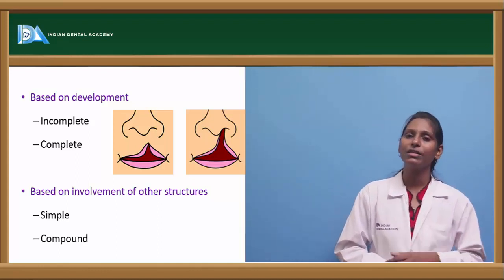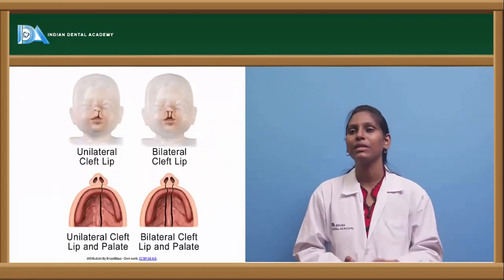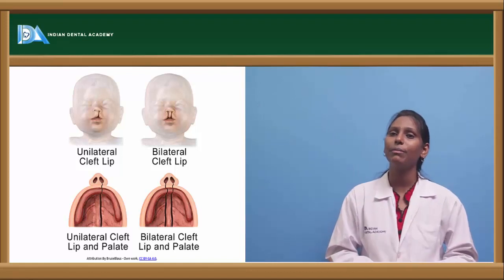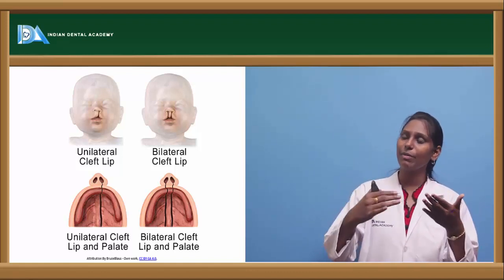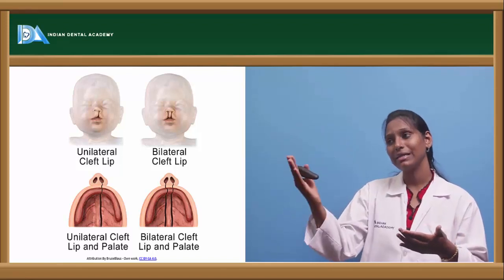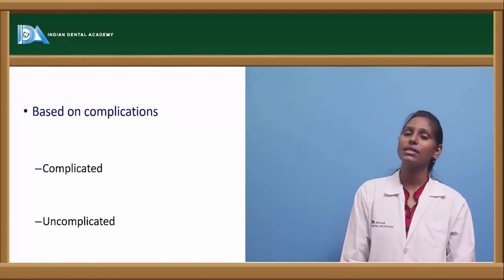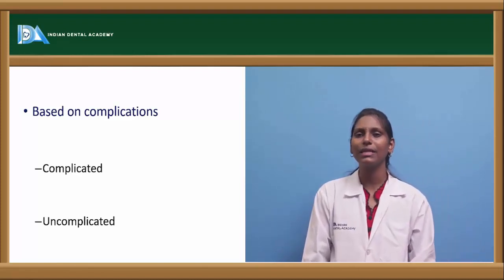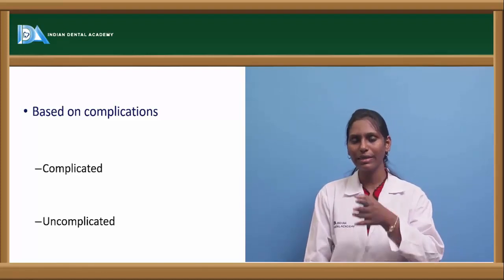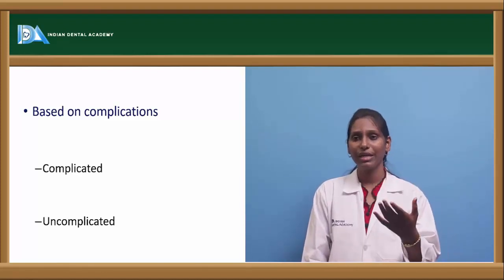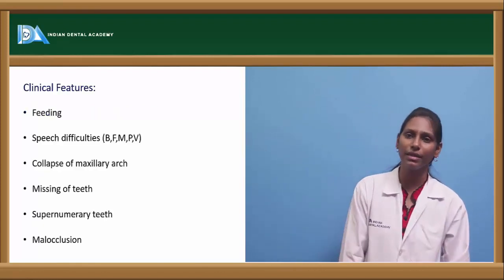Based on involvement of other structures, it is again classified into simple and compound. This picture shows unilateral cleft lip and bilateral cleft lip, and this is the association of unilateral cleft lip with cleft palate, and also the association of bilateral cleft lip with cleft lip and palate. Based upon the complications, it is divided into complicated and uncomplicated. Complicated is where there is oroantral or oronasal communication, and also extension into other adjacent structures.